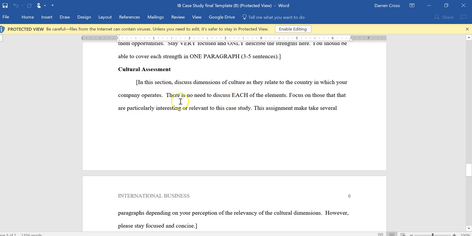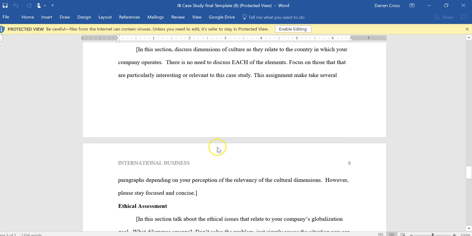So I want you to address each of those dimensions, though. And you should be able to address each in 3 to 5 sentences. Of course, you may be able to combine some, but make sure you do that in an effective manner that actually makes sense.